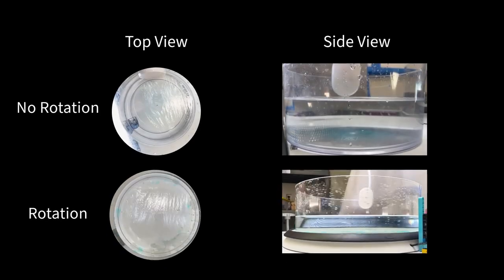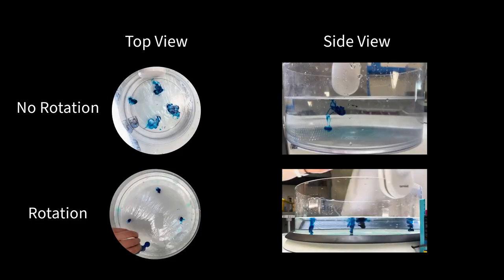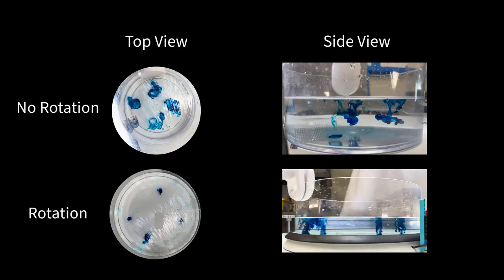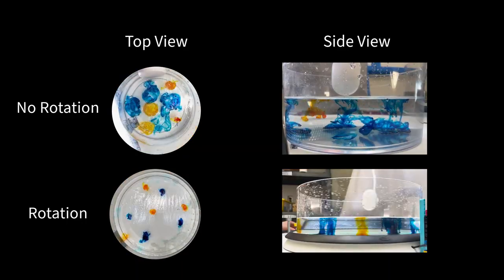Now let's take a look at the last two activities side by side. What do you notice is the difference between the motion of the dye when the tank is rotating versus stationary? How would this affect the water and nutrient circulation in the ocean?